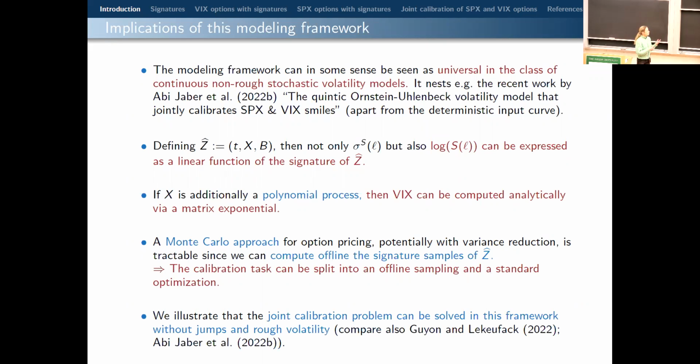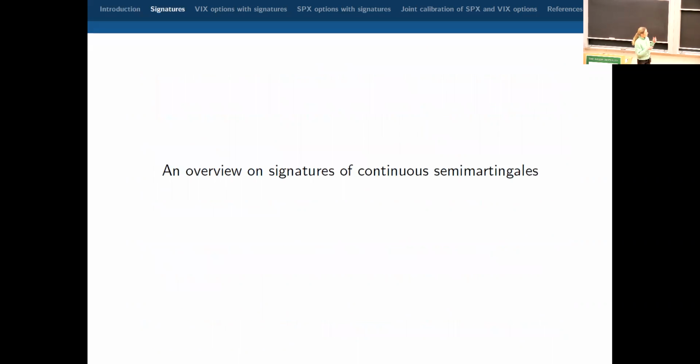And what we then show also, or what comes out, is that one can actually solve this joint calibration problem without jumps and also without rough volatility. This has also been observed by papers by Julien Guyon and also by Eduardo Abicaba. So this is in a nutshell the outcome. And now let me start by introducing rigorously the framework that we have.